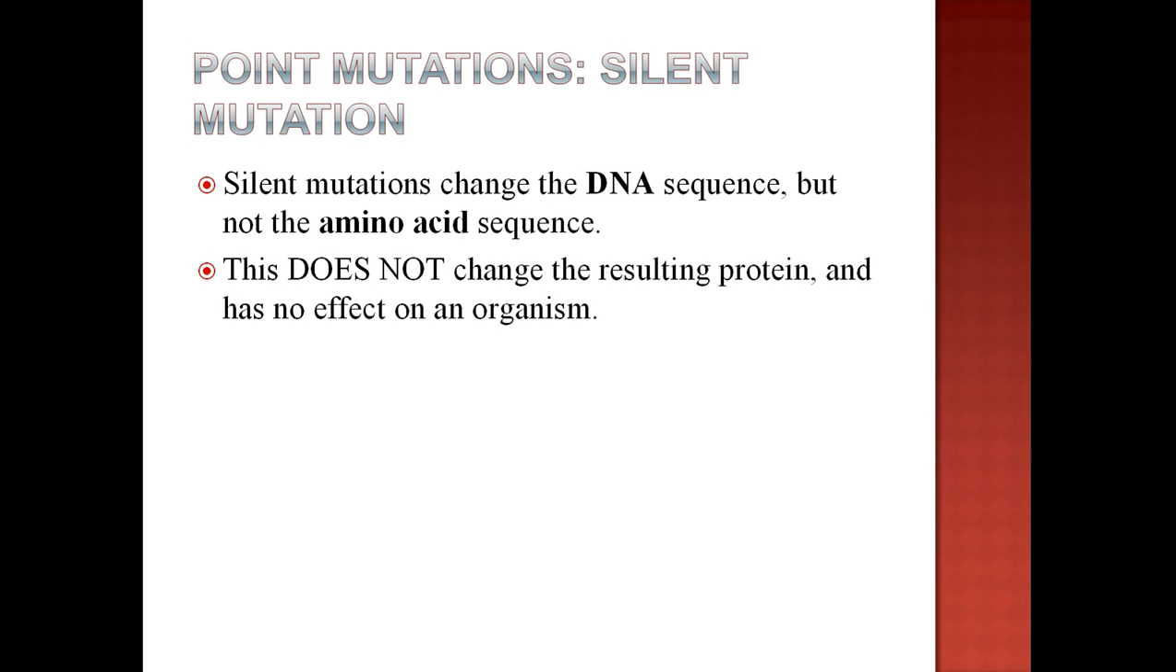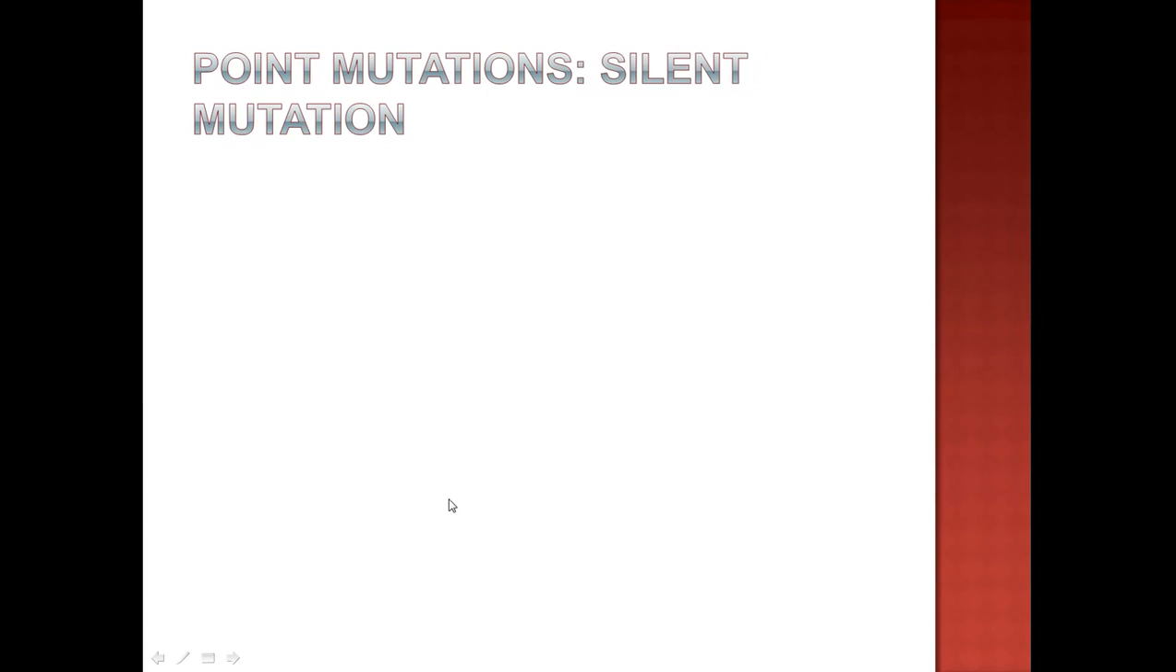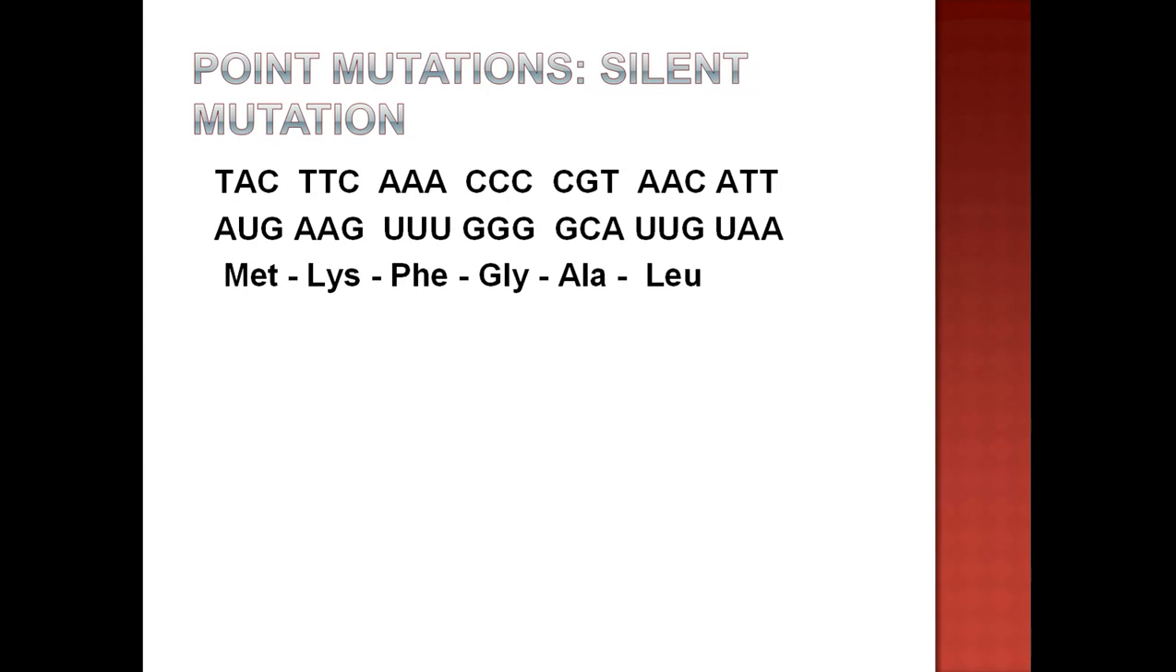However, some point mutations can be silent, and this is a good example to help you wrap your brain around this. If we said the dog bit the cat with a C, and we change it to the dog bit the cat with a K, you can see that it still pretty much says the same thing, and so it doesn't have an effect on the sentence or what it means.